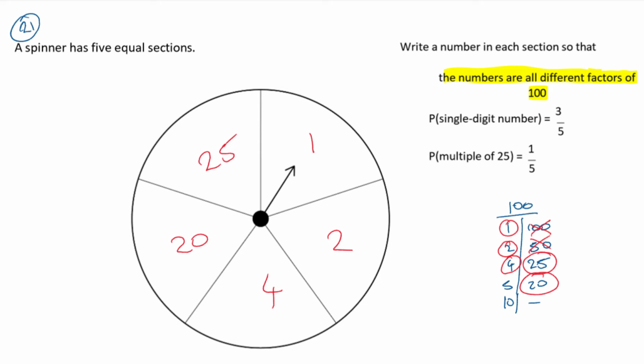Now that's not the only solution, is there? I could have had any combination of 1, 2, 4, and 5 as my 3 single digit numbers. There are no other restrictions other than I need to have 3 of them. So I could have picked 2, 4, and 5, or 1, 4, and 5. And I have to have 25, 50, or 100, one of those 3, and I have to have either 20 or 10. So yeah, there are lots of different combinations that do fit, but that is one that does fit.